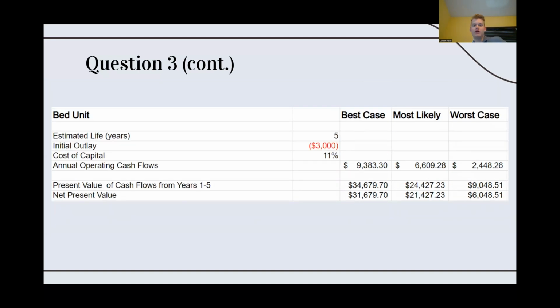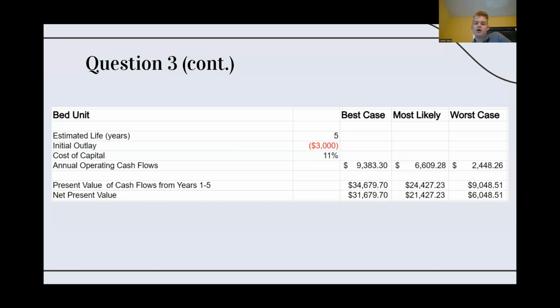Then we have the bed unit. We do the same as the other unit. For the present value of cash flows from years 1 to 5, this one changing because the life is shorter than the other one, we get 34,679 and 70 cents for best case, 24,427 and 23 cents for most likely, and 9,048 and 51 cents for the worst case.